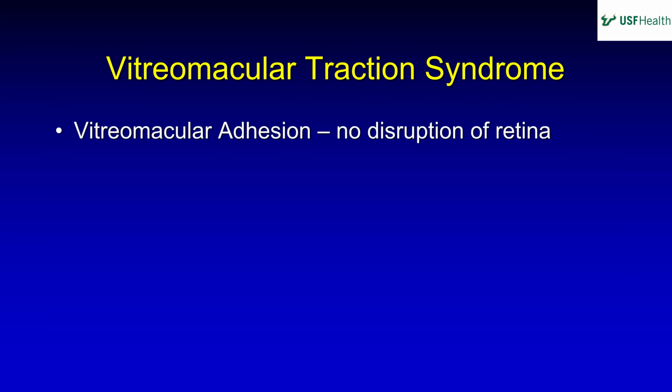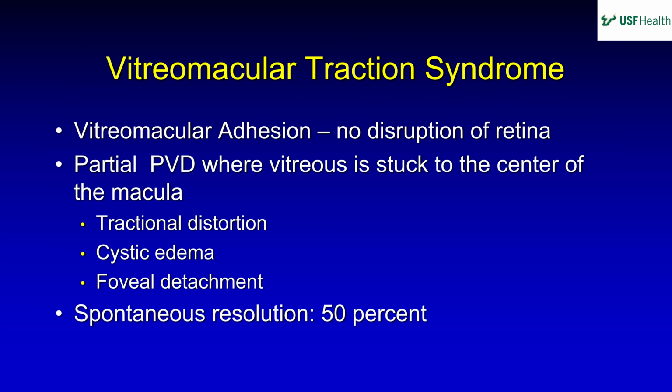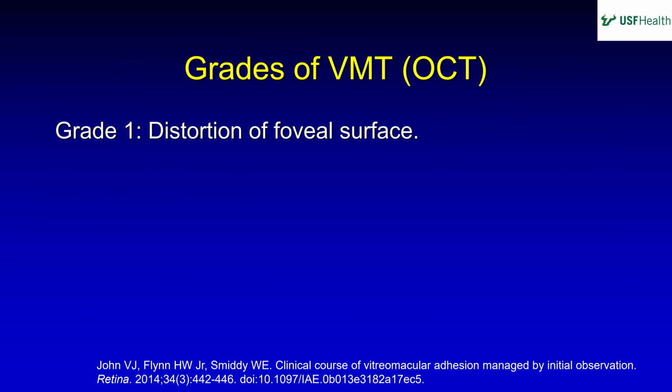Vitreomacular traction syndrome is like a PVD that gets stuck. With vitreomacular adhesion, there's no disruption of the retina. Then with a partial PVD, the vitreous sticks, and there's tractional distortion, macular edema, or foveal detachment. I think broad vitreomacular adhesion is considered 1500 microns in the book, and under 1500 microns is considered not broad. Spontaneous resolution is about 50%, but there are grades of vitreomacular traction, so we're grading this. So far we did PVD, macular pucker, vitreomacular traction, and we'll do macular hole in a little bit.